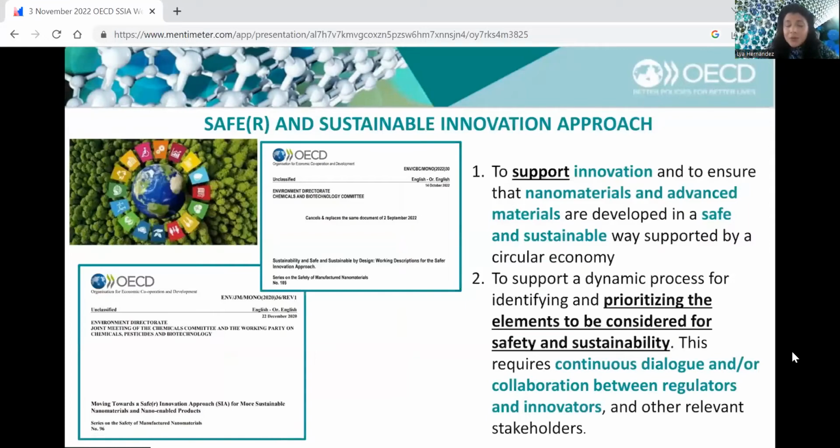So what is our scope? The scope of our work is to support innovation and to ensure that nanomaterials and advanced materials are developed in a safe and sustainable way, supported by a circular economy, in order to support this dynamic process for identifying and prioritizing the elements to be considered for safety and sustainability. What this requires is dialogue and/or collaboration between regulators, innovators, and other relevant stakeholders. So we don't talk just about safe and sustainable by design. We see this as a system approach that also includes regulators and a trusted environment, and together we call that SSIA. Next slide, please.